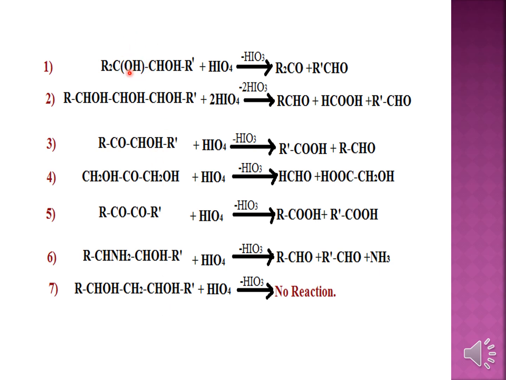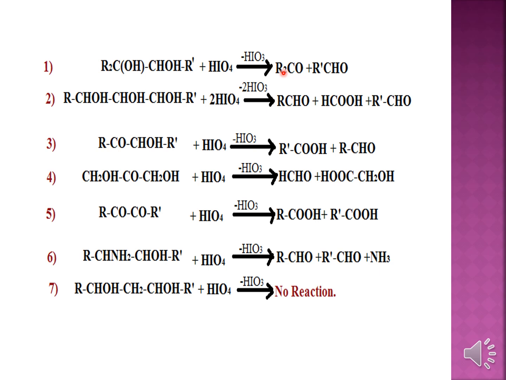If we take R2COH, CHOH R dash, and treat it with periodic acid, this gets converted into ketone molecules.